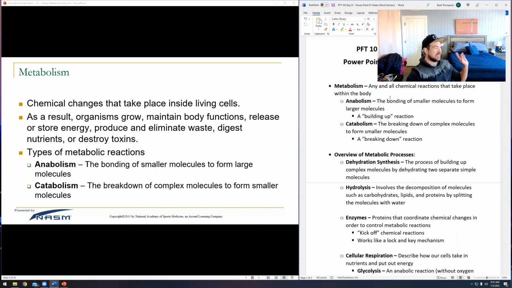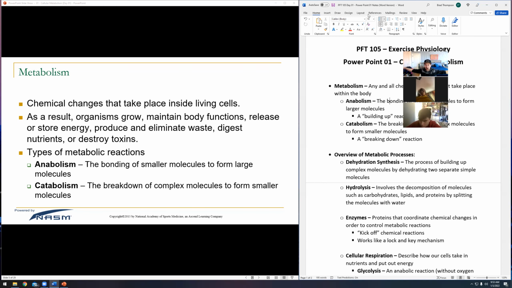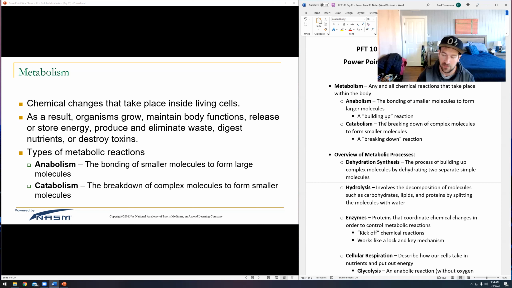Now, I talked about repairing your skin. How do you repair your skin? You make new skin. Well, how did you break down that bread? You took this big complicated thing, you broke it down into individual glucose molecules. So metabolism goes in 2 directions. It either goes this way or it goes that way. It can do 2 things. You either have metabolic reactions that build stuff up, or you have metabolic reactions that tear stuff down. Those are the 2 divisions of metabolism.